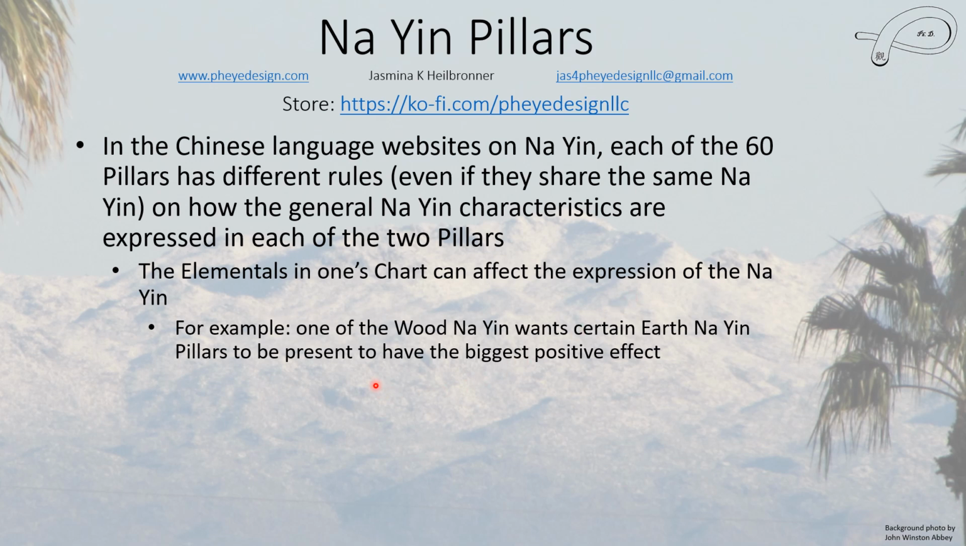For example, there's a wood Na Yin, and there's 6 of them, but there's one that needs a certain earth Na Yin pillar. Or actually, it's 2 pillars there because it's the Na Yin. If you have either one, then the wood Na Yin really gets expressed. Now, wood Na Yin means you have growth and more flexibility, and it has the same meanings as it does with the rest of your personality. A lot of fire means a lot of passion and so forth.